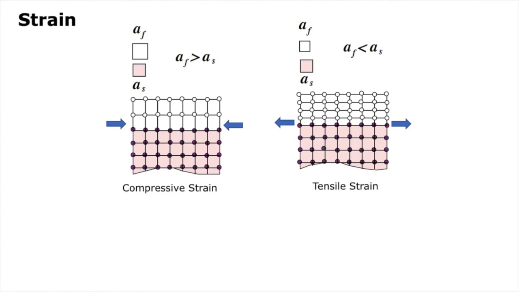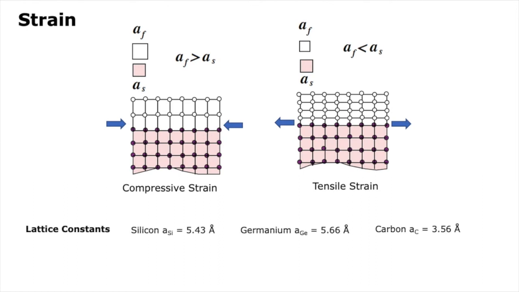So this concept of strain can be used in PMOS and NMOS fabrication. And what is normally used is a couple of materials. As you can see, the lattice constants for the typical semiconductor and carbon material: silicon is something like 5.43 angstrom. Germanium's lattice constant is slightly bigger than silicon, it is 5.66 angstrom, whereas carbon is quite small compared to silicon and germanium, 3.56 angstrom.